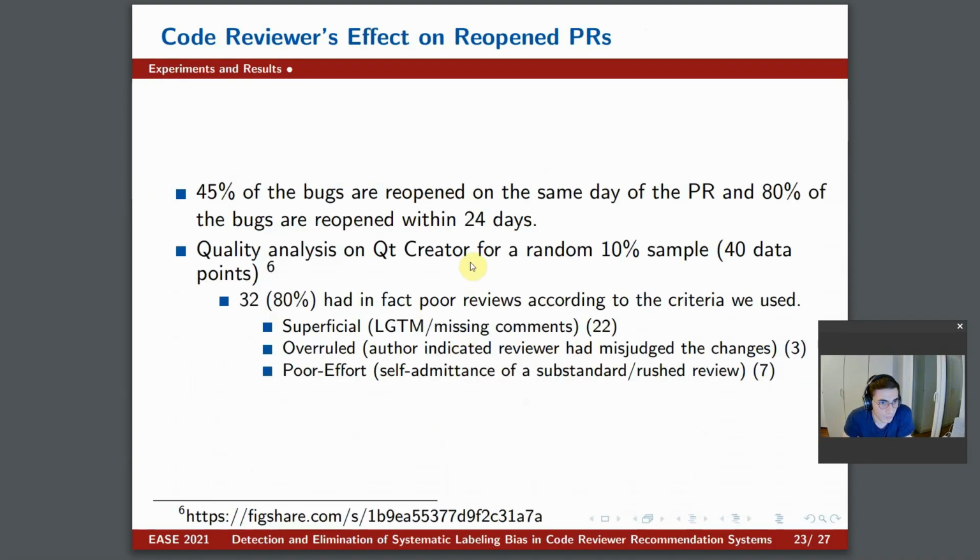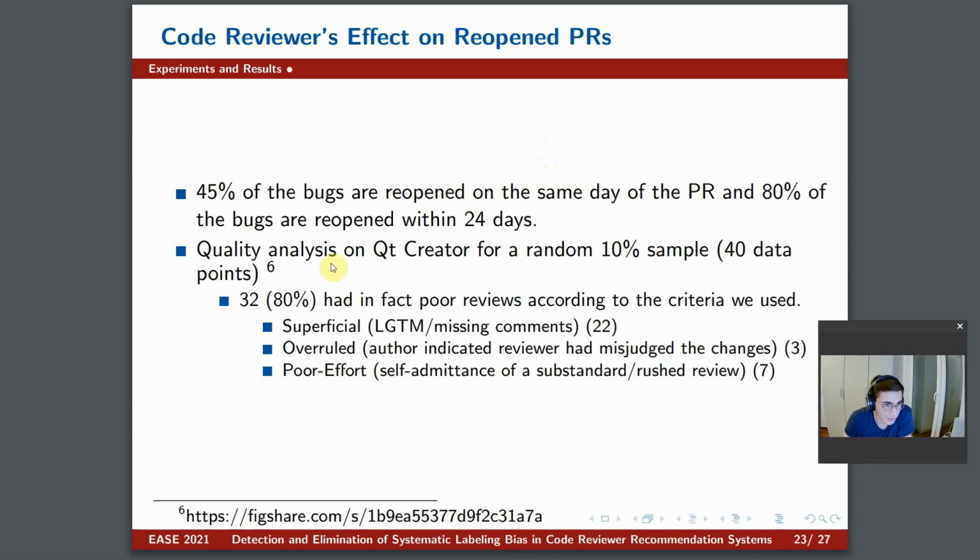And to analyze how effective code reviewers are on pull requests, we did two analyses. The first one is that 45% of the bugs are reopened on the same day, and 80% of the bugs are reopened within 24 days. 45% is important here because it means there's a problem: the code reviewer probably missed something, and then when it goes to production, something exploded and it is reopened on the same day.